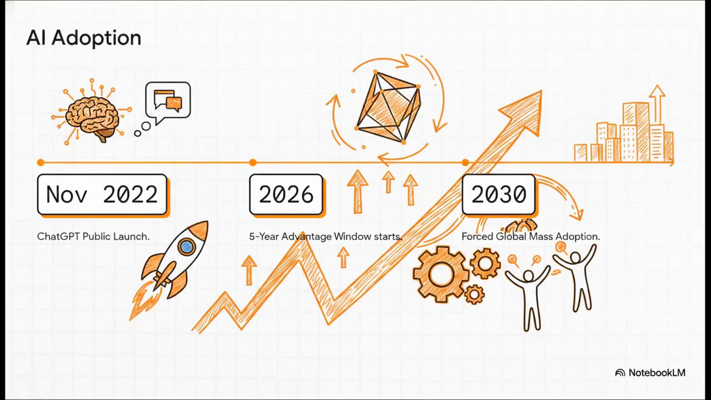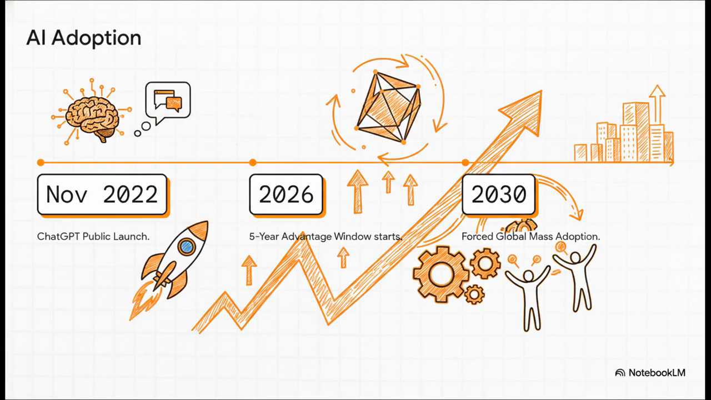So you might be wondering about the big picture here. We are currently entering what's known as a K-shaped economy. Basically, those who adopt AI shoot upward, while those who ignore it are kind of just left behind. This whole revolution really kicked off back in November 2022 with the public launch of ChatGPT.